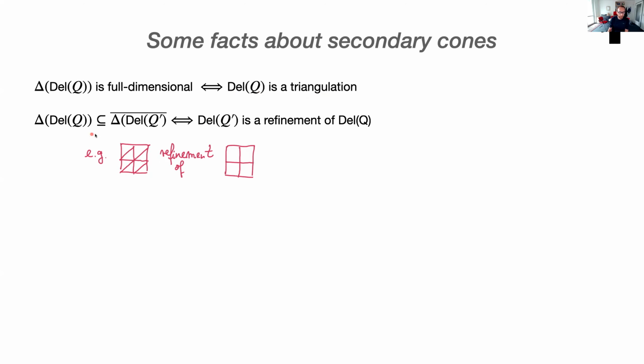Then you have an ordering relation. So the secondary cone of Q lies inside of the closure of a secondary cone of Q prime if and only if the Delaunay subdivision of Q prime is a refinement of the Delaunay subdivision of Q. So for example, this triangular subdivision here is a refinement of the square subdivision because every polyhedron here lies completely as a subset in a polyhedron over there. And that's basically also the definition of a refinement.